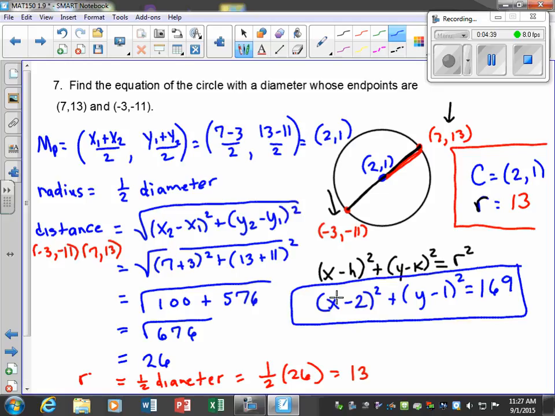That's a lot of work to get that. But we have all the tools we need. It basically pulls together all the different things we talked about today. The midpoint, the radius, and our standard form of equation of a circle.